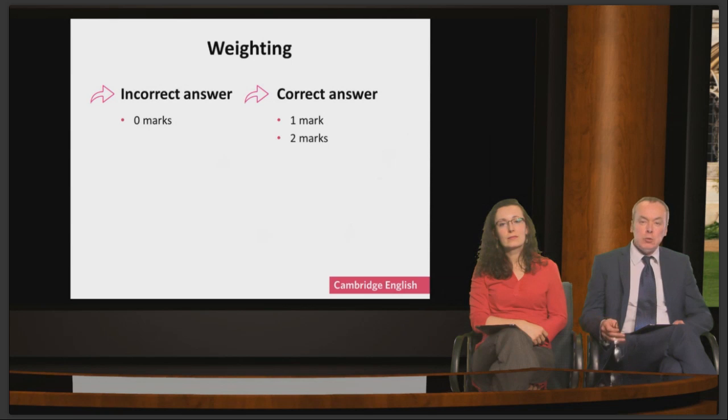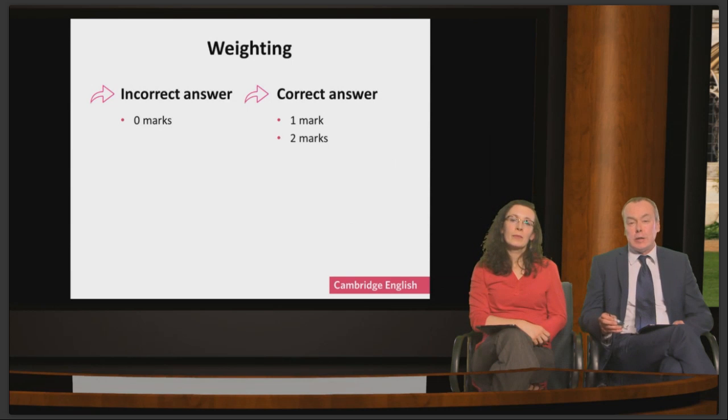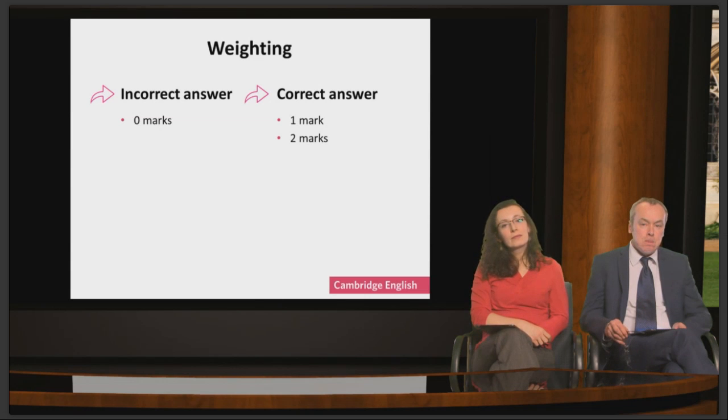But we can decide to award 1 mark or 2 marks, for example, to a correct answer. We can give every correct answer the same score, or we can use weighting to make some questions worth more than others. Differences in weighting should reflect differences in task demands and difficulty. Otherwise, everything could be single weighted if we believe that all answers and skills are equal for our assessment purposes.